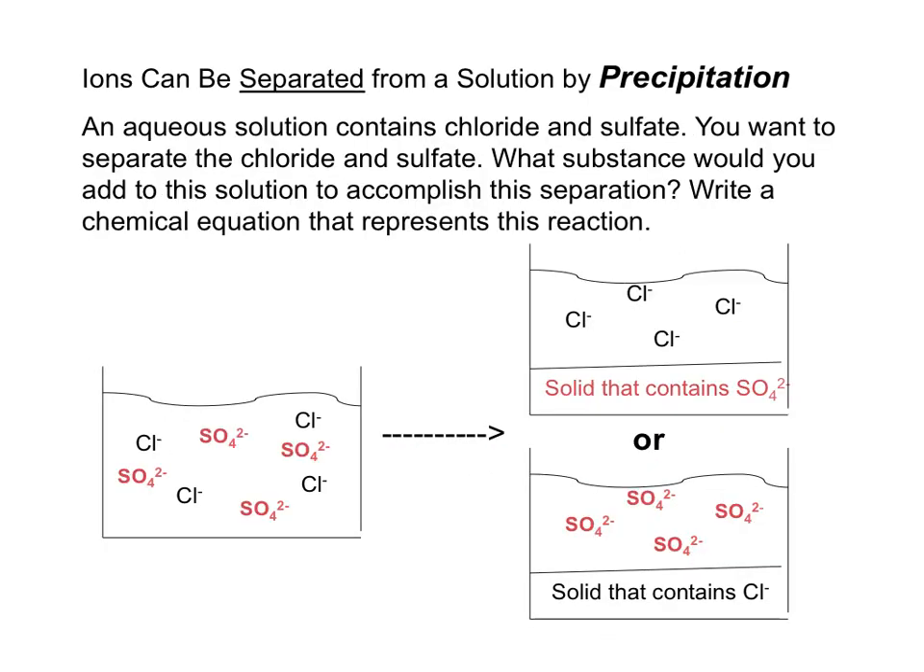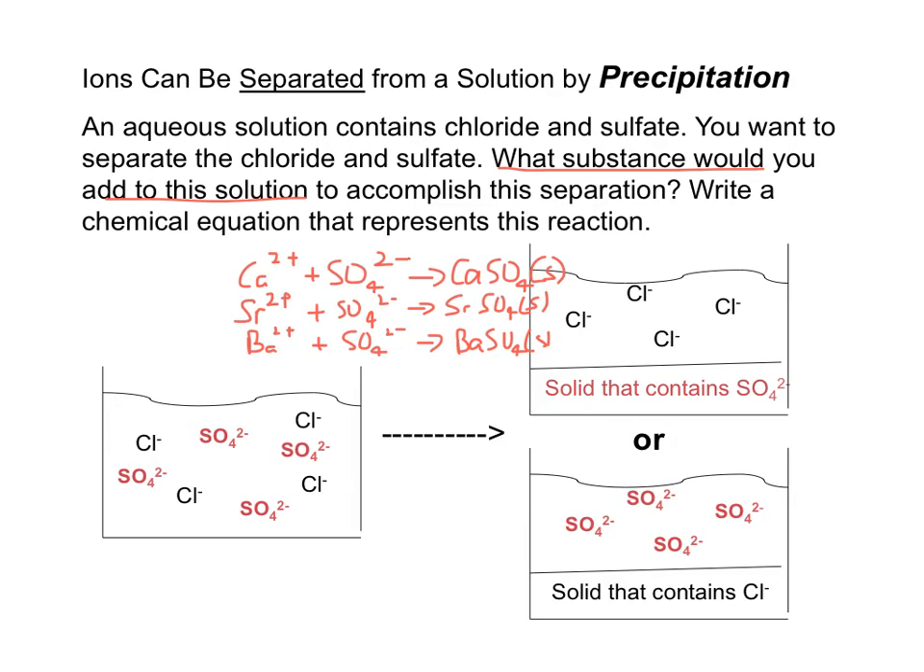Here's another application of solubility. Let's say we have 2 ions in solution and we wanted to separate them. What substance would you add that removes one but not the other? Stop the video and identify that substance. Here's the answer. Calcium combines with sulfate to form insoluble calcium sulfate. According to the solubility table, strontium ion and barium ion will also work.